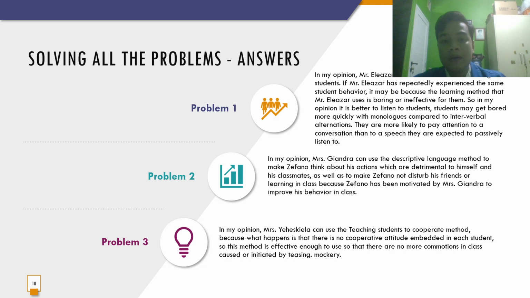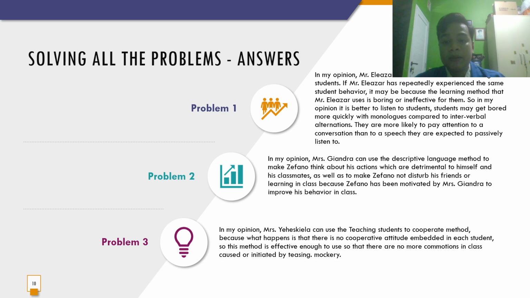Here are my answers. For problem 1, in my opinion, Mr. Eliezer can use the method of listening to students. If Mr. Eliezer had repeatedly experienced the same student behavior, it may be because the learning method that Mr. Eliezer uses is boring or ineffective for them. So, in my opinion, it is better to listen to students. Students may get bored more quickly with monologues compared to alternating conversation. They are more likely to pay attention to a conversation than to a speech they are expected to passively listen to.